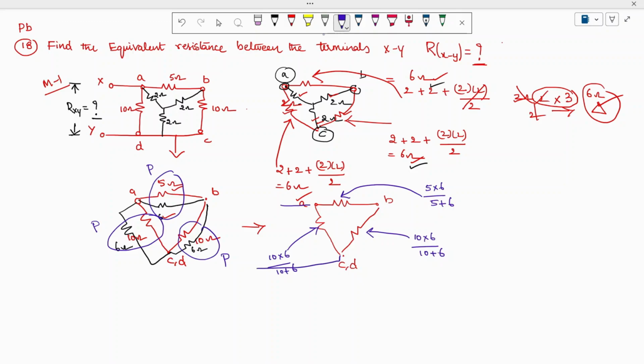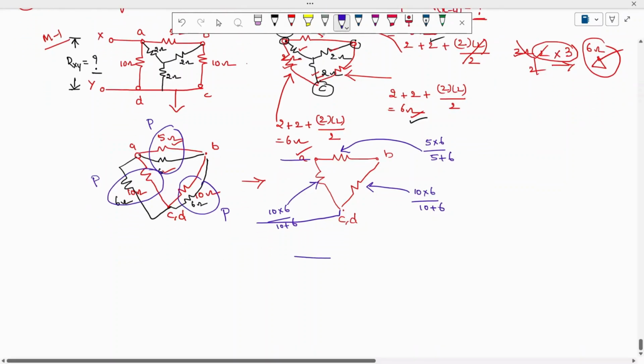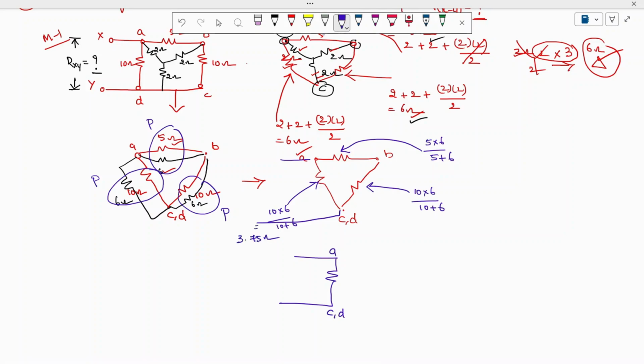So now you can see here, now we had gotten star. Okay, sorry, delta. So now between this I'm drawing in a simplified version, A, C, D. When you solve it, you're going to get this as 3.75 ohms. This is 3.75 ohms, and you have another branch here, and you have another branch here. This value after solving you are going to get 2.72 ohm. This is 3.75 ohm.